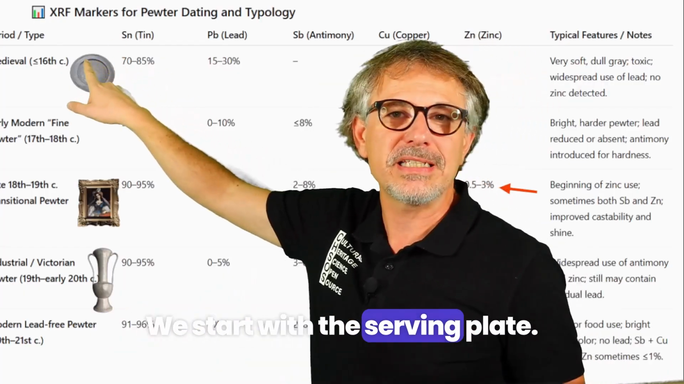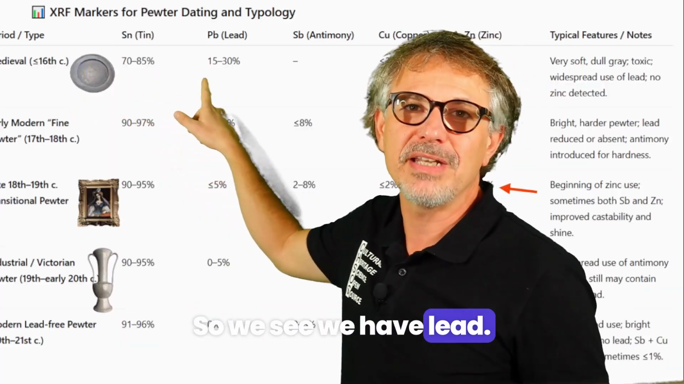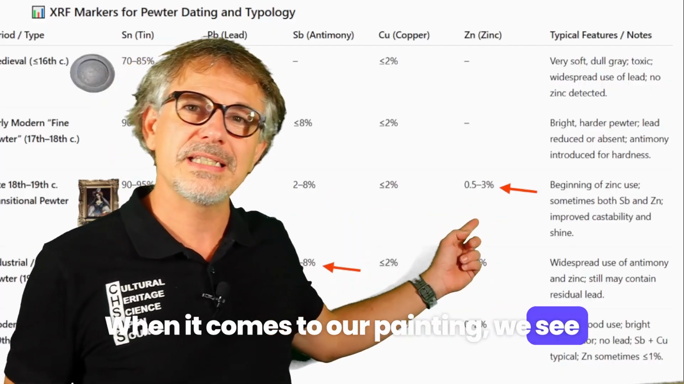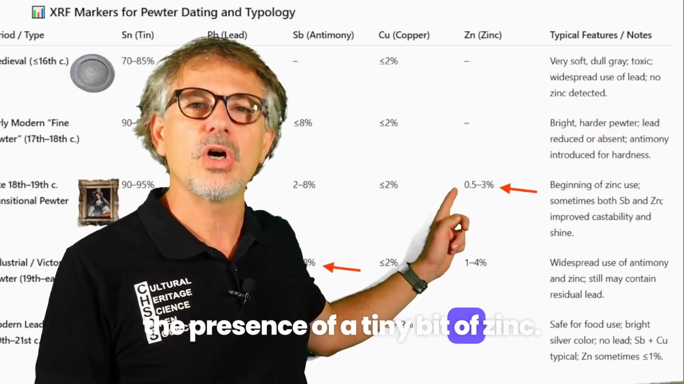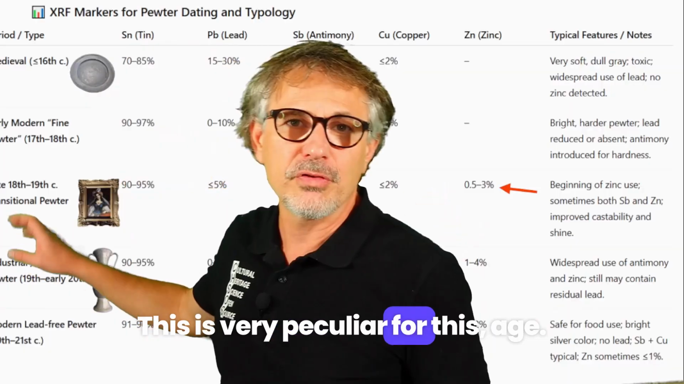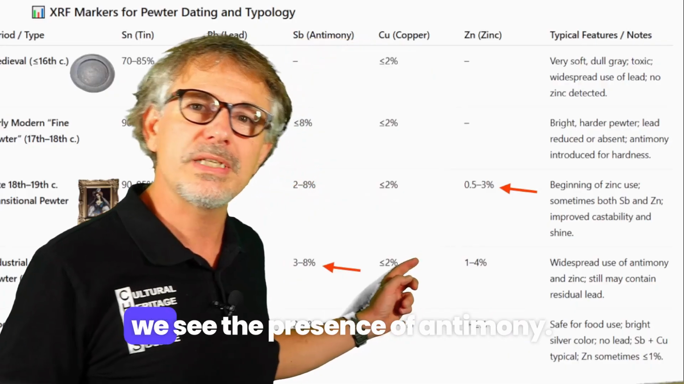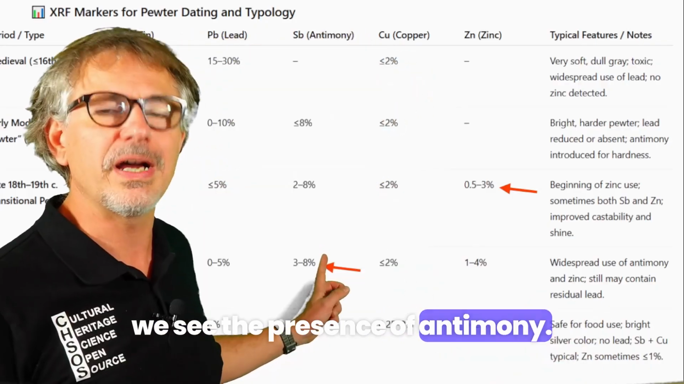We start with the serving plate, so we see we have lead. When it comes to our painting, we see the presence of a tiny bit of zinc. This is very peculiar for this age. And then when it comes to the vase, we see the presence of antimony.